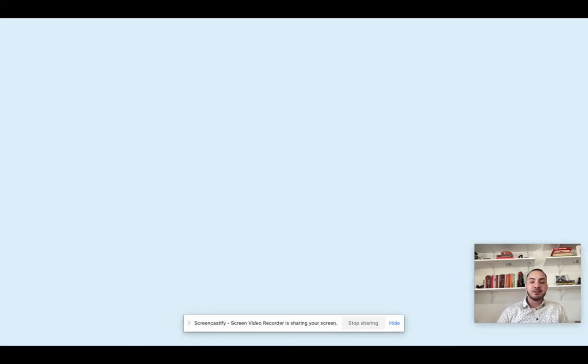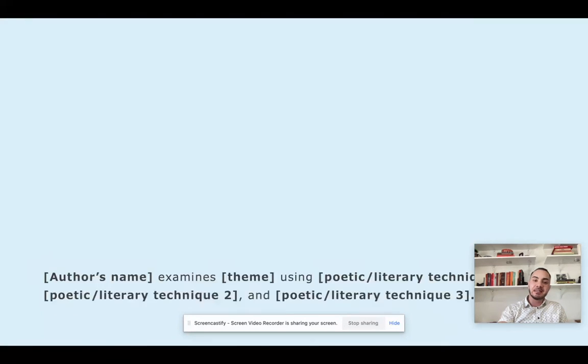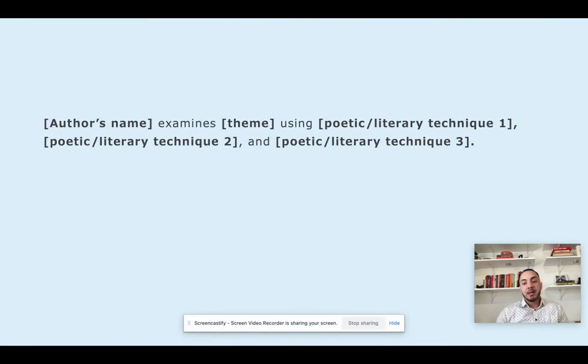There are many ways and many formats to create a thesis. This is one of the things that student writers oftentimes get stuck on. So I am going to provide a couple of formulaic models that you may or may not find useful. Please do not feel as though you are required to use these. But one way to approach writing a thesis for a literary analysis would be here, right?